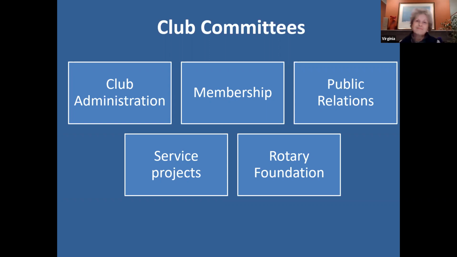Membership covers membership retention, attracting new members, mentorship, and Rotary education, which in a number of cases is part of the membership committee or under its purview. PR, near and dear to Dave Andrews' heart, is our outward-facing communications: social media, newsletters that go out to the public, and media relations. You can think of it as the outward face, whereas the communications that club admin looks after are among our members.